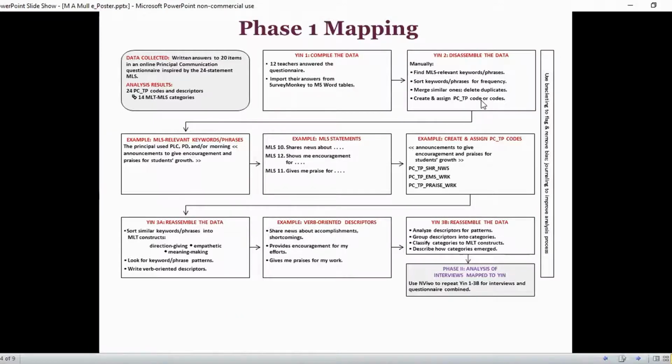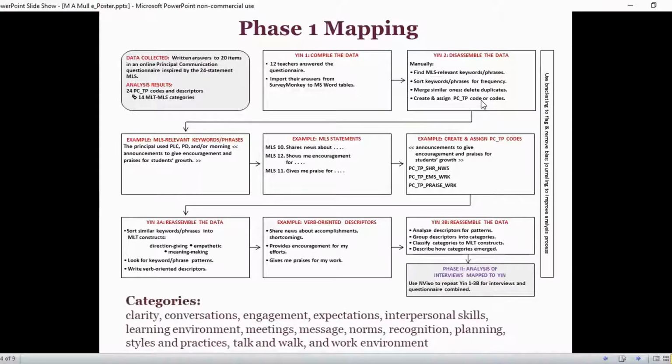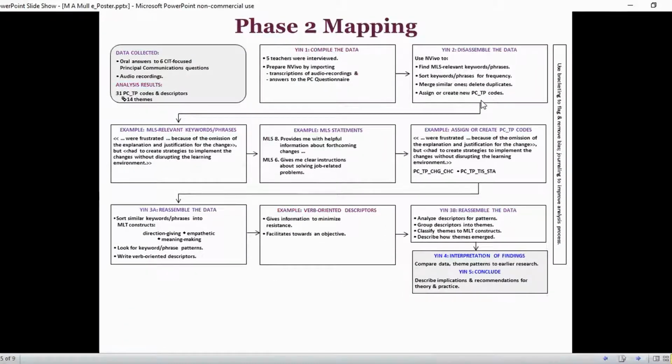Phase 1 mapping. This is a figure that represents a visual summary of data collection and data analysis for phase 1 using the first 3 steps of Yin's 5-step model. The steps help with manually sorting, coding, grouping, and comparing the data to the motivating language scale, which resulted in 14 categories, then classified to the motivating language construct. The graphic is a process flow that others could use to replicate the study. The information from phase 1 was a precursor for phase 2.